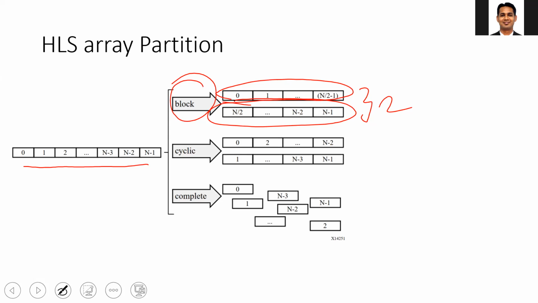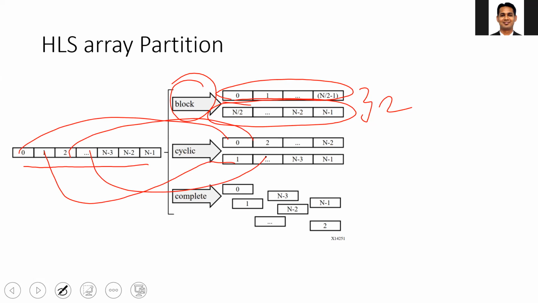In the case of cyclic, I go in a cyclic fashion. I take the first element, I put it here, take the second element, I put it here, take the third element, I put it here, take the fourth element, and so on. So I do the division in cyclic mode. While in the case of complete, I individually create n registers. So everything is independently stored. Okay, so that is called the complete partition.